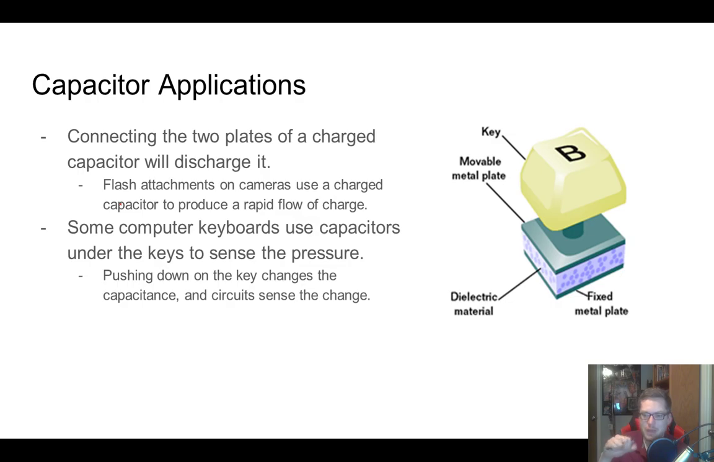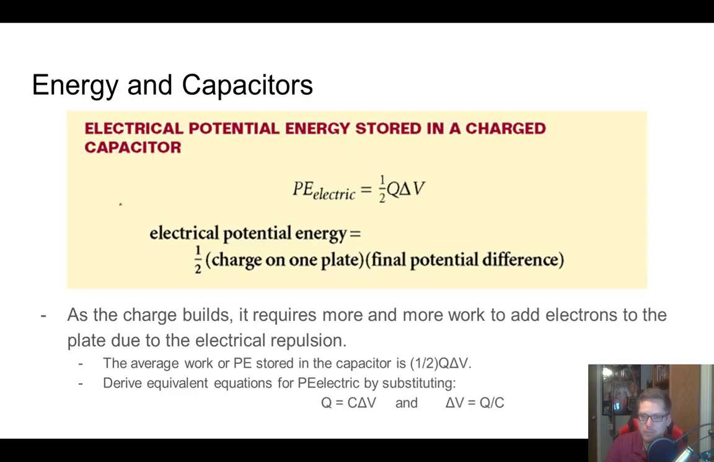Then some computer keyboards, like the fancy mechanical keyboards that gamers use, especially the old school ones, use capacitors in order to create the circuit. They would look something like this in this picture right there.